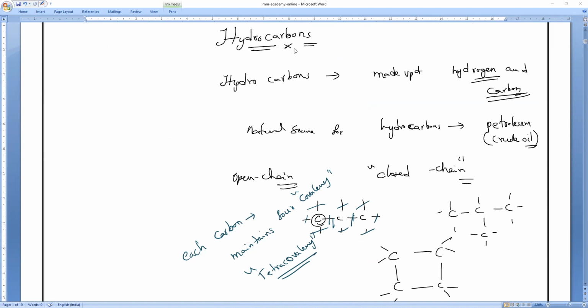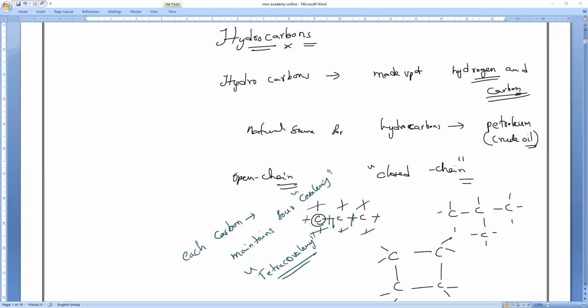Capacity to combine is called valency. Capacity to combine is covalency. Both are the same, no confusion. Always carbon shows 4 valency. Every carbon needs to satisfy 4 valency. That is why carbon is tetravalent. That is why it is special.